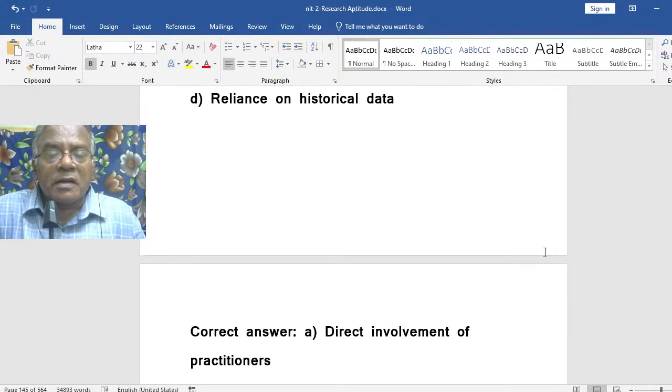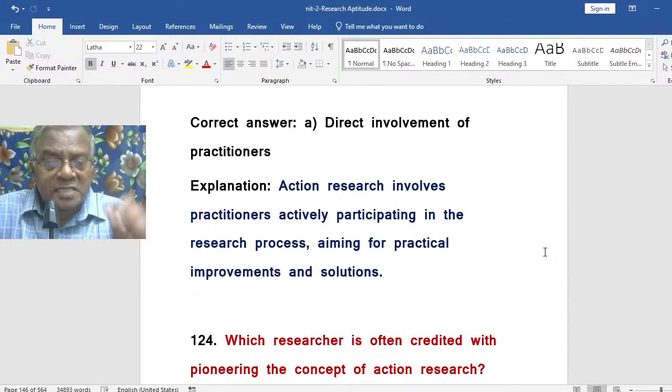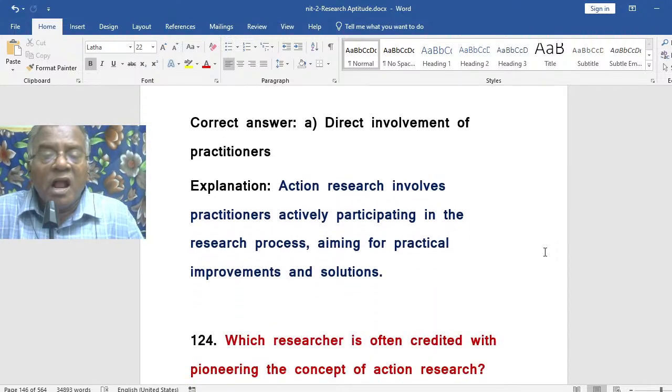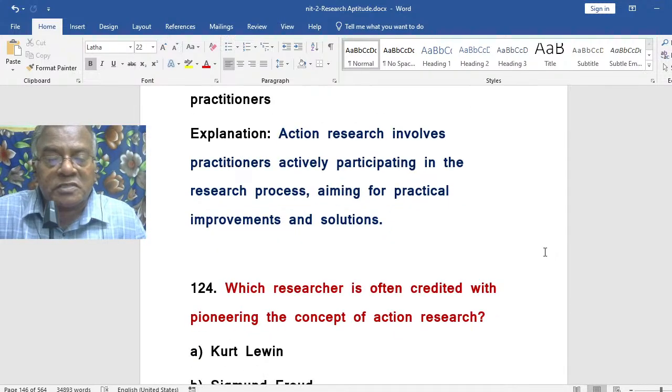That is direct involvement of practitioners, participants in other words. Action research involves practitioners actively participating in the research process, aiming for practical improvements and solutions.